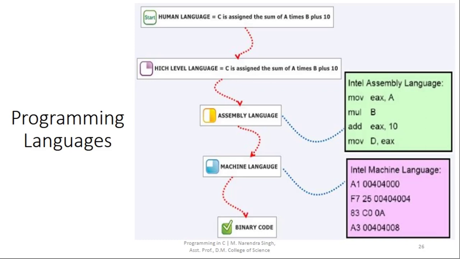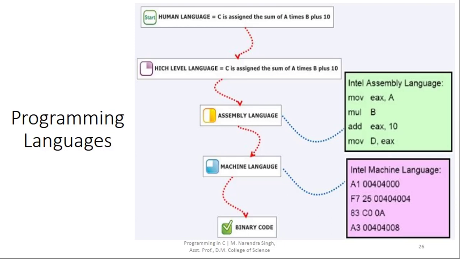So the program or software can be transferred from one computer to another. Now let's see in brief the whole of the programming languages. Now in human language, if we want to assign C the sum of A times B plus 10, then in some kind of high-level language, what we're going to write is C is assigned the sum of A times B plus 10. High-level language is very close to our human language. Now, if you write the same information in assembly language or mnemonic codes, multiply is written as mul, addition is written as add, move is written as mov. So like this, we write codes in assembly language.